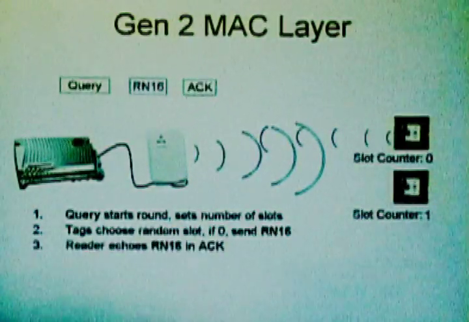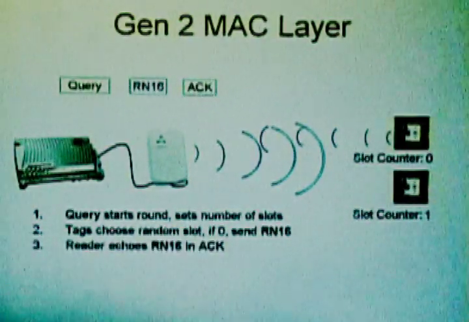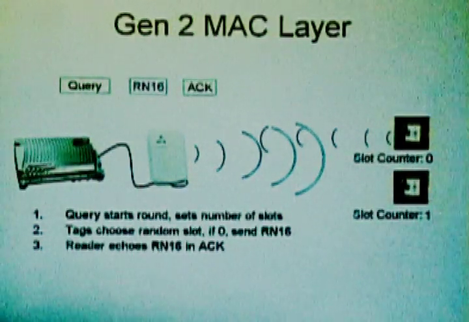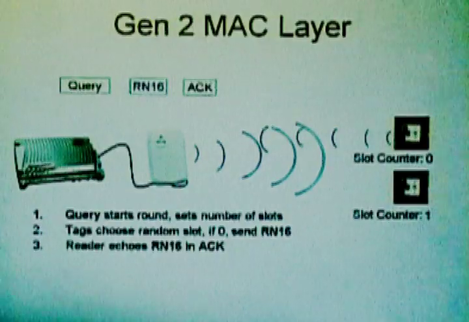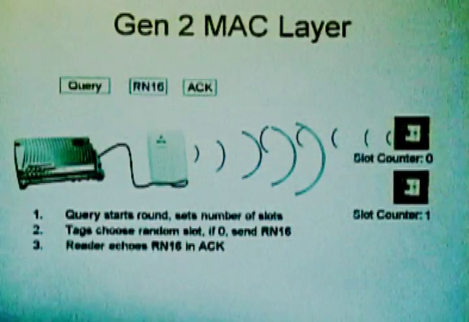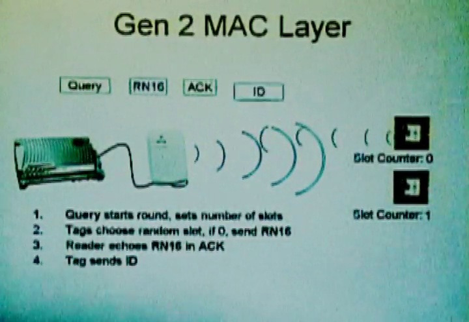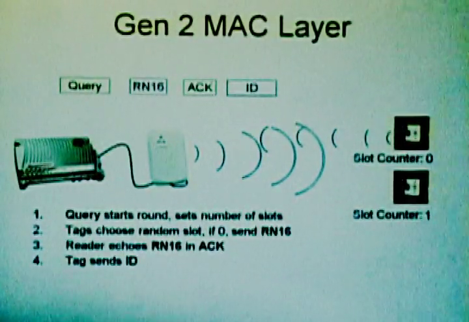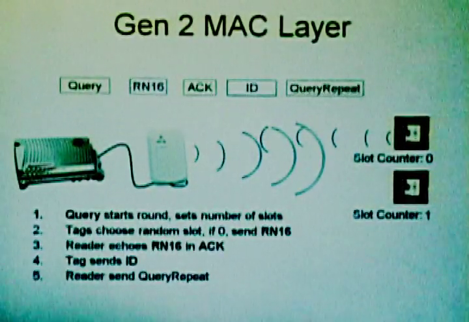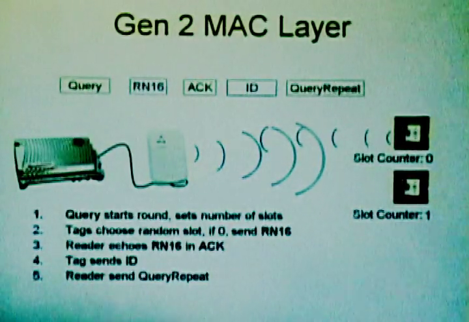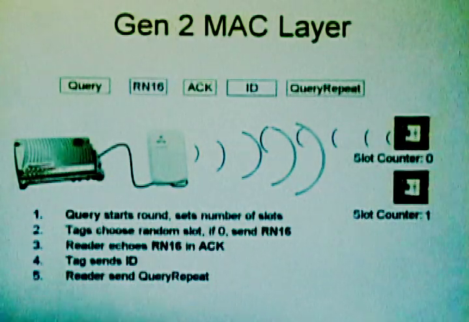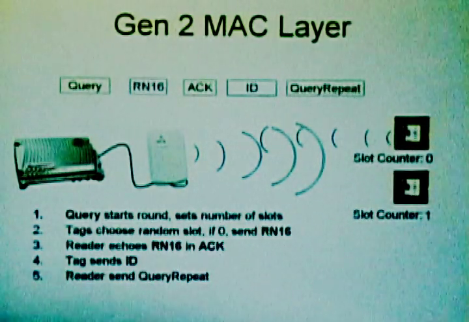When the reader gets the RN16, it sends an acknowledgement, the ACK, which contains the RN16. The tag can receive that and say, okay, that's the RN16 I sent, so now I'm supposed to talk again. So now the tag sends its identifier. At this point, that tag has been read. Then the reader sends what's referred to as a query repeat. What this does is step all the other tags into the next slot.